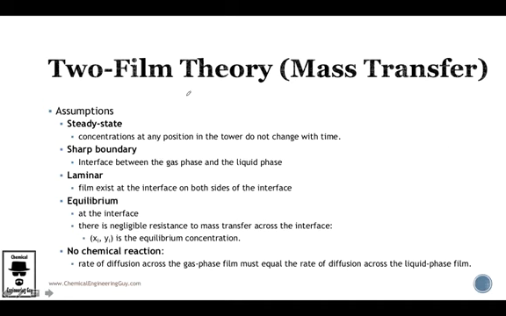Some of the assumptions that we use in two-film theory are, first things first, steady state. Steady state means that the film thickness is the same, the velocity is the same, maybe the density, viscosity, all the properties are the same. Concentrations at any point in the tower do not change with time.